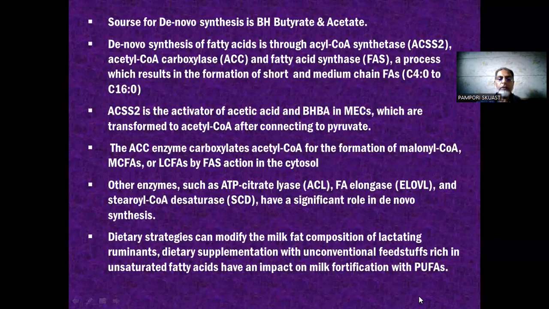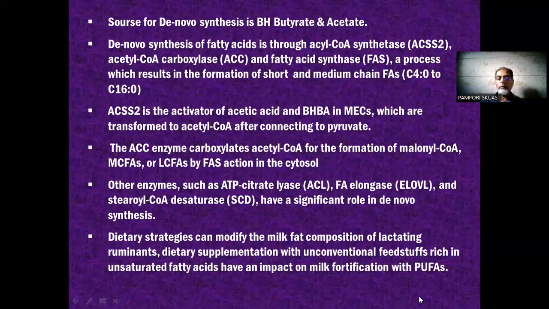So dietary strategies can modify the milk fat composition of lactating ruminants. Dietary supplementation with non-conventional feedstuffs rich in unsaturated fatty acids has an impact on milk fortification with PUFAs. Many studies have demonstrated that in ruminants, if your dietary supplementation is with feedstuffs rich in unsaturated fatty acids, then you can expect milk with those PUFAs, or polyunsaturated fatty acids. It's a good thing.